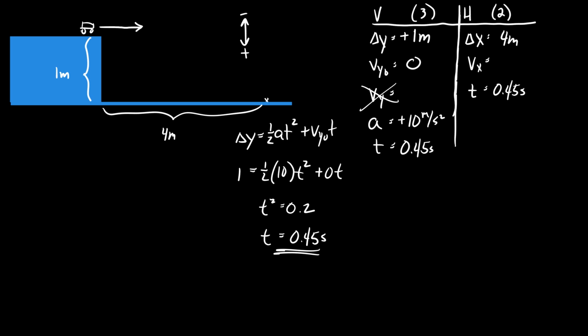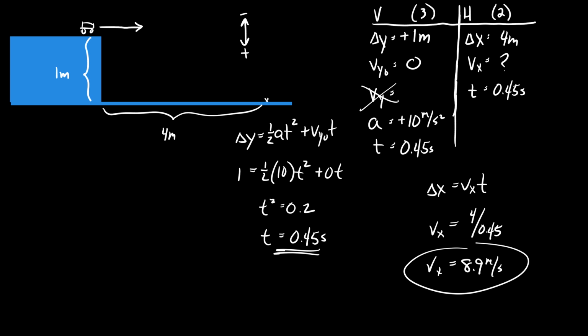Now, this time we're looking for how fast the car was going when it left the table, so we are searching for the horizontal velocity. So I will use delta x equals vx times t, but solve this for vx, which will give me 4 divided by 0.45, or 8.9 meters per second. So pretty fast for a Hot Wheel car, but it's just a little throwaway problem.